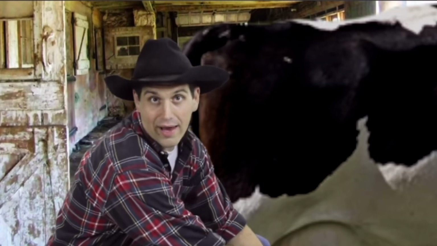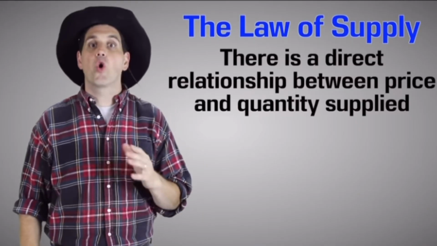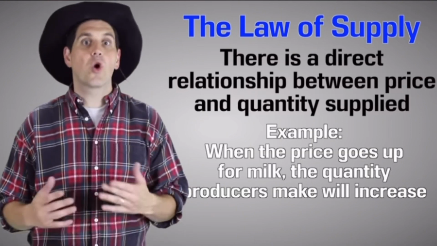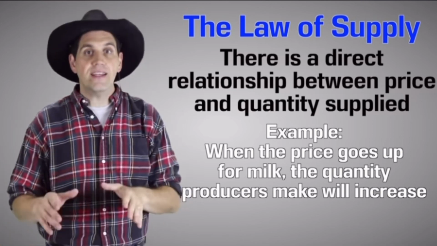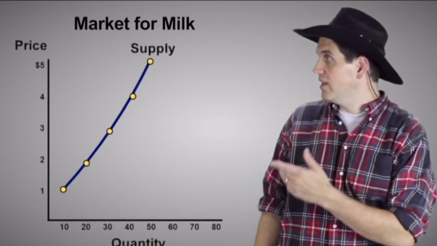I do know about supply and the law of supply. The law of supply says there's a direct relationship between price and the quantity supplied. When the price increases for milk, that's going to increase the quantity of milk produced. This is because an increase in the price gives an incentive for dairy farmers to produce more because they want to make more profit. So a supply curve is upward sloping.